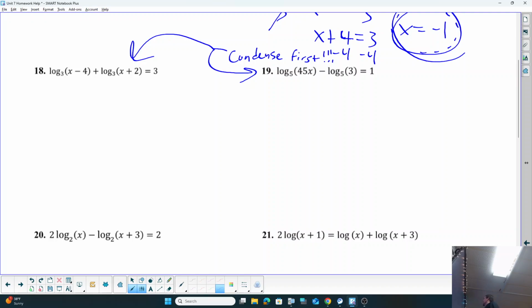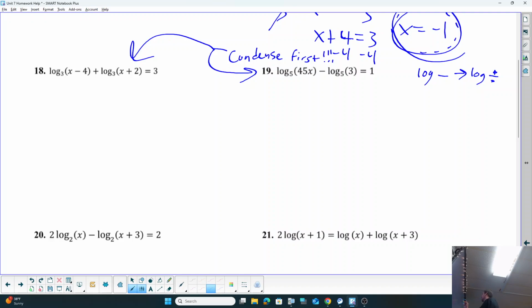Number 19. Uh-oh, here it goes. Do you know how to condense? You got to condense your logs before you can do this. So make sure you condense first. Okay, so we have subtraction. What does subtraction become? Do you remember? So log subtraction condenses to log division. Log division. Not long division, log division.